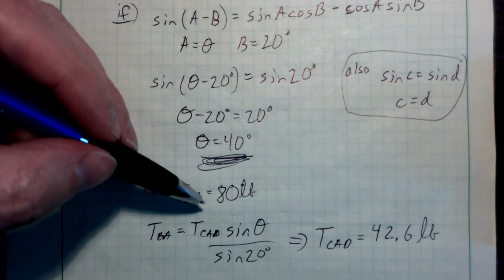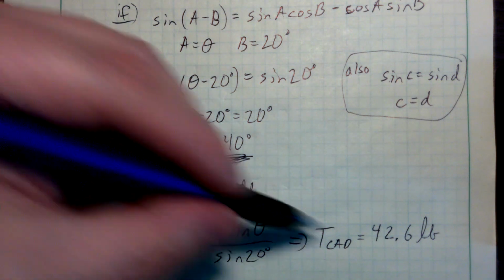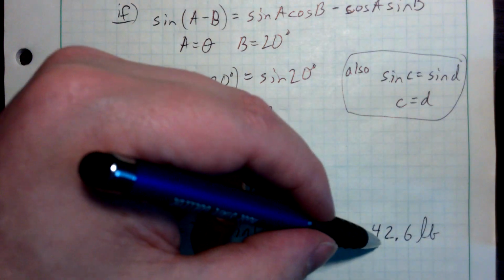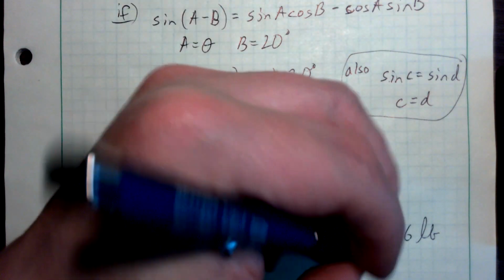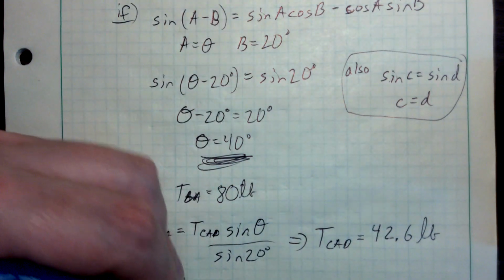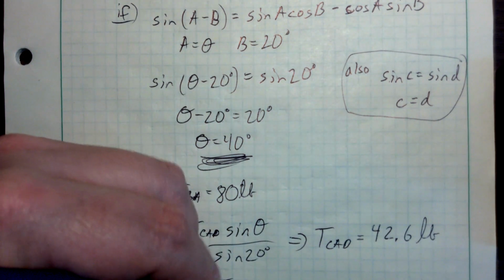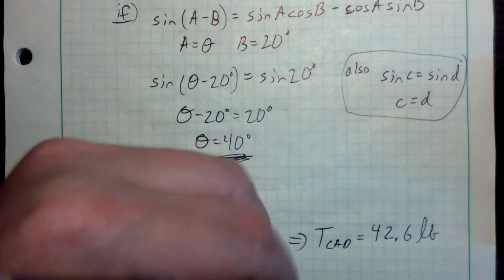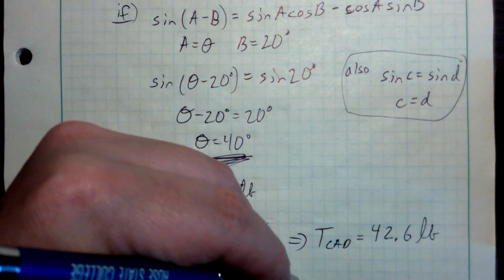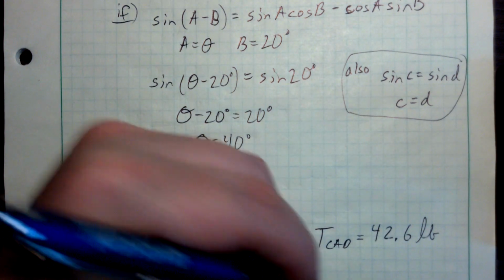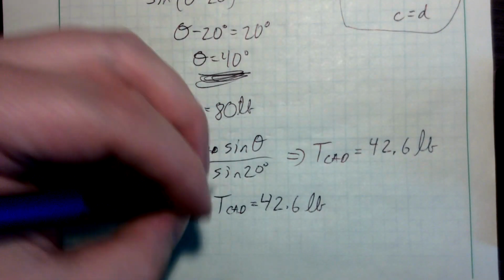So if we look at that and say, well, if this one's maxed out at 80 and this one's only 42.6, that means it's less than 80. So this becomes the answer. That means the weight, which is equal to TCAD, and it doesn't max out, is equal to 42.6 pounds. And this becomes my answer.